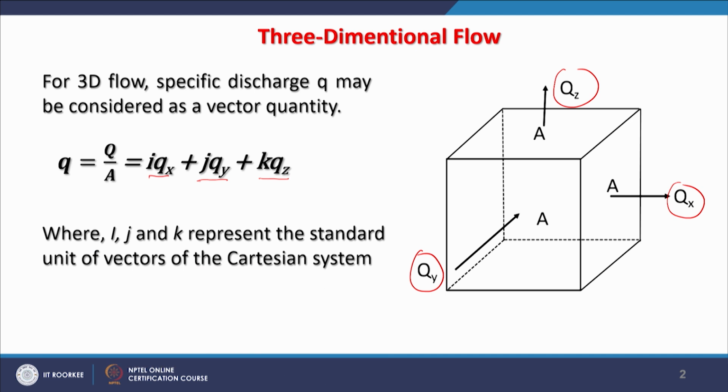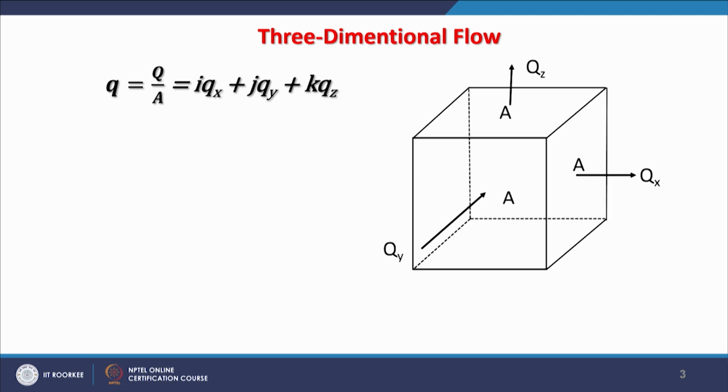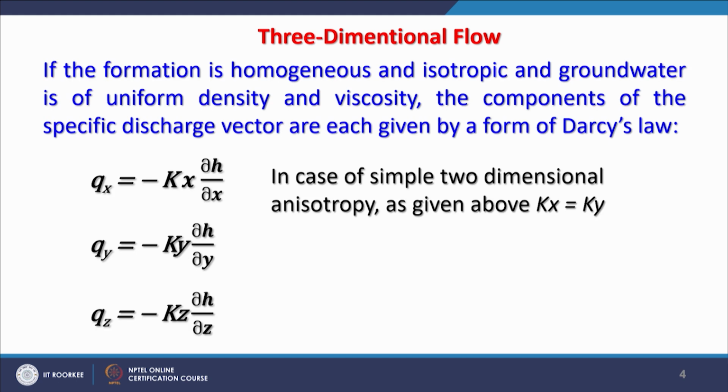Where i, j, k in the above equation represent the standard unit vectors of the Cartesian system. Cartesian system means north, south, east, west, that kind of thing. Here q equals, again, the same equation is written, and individually we can write that q_x equals capital Q_x upon A. Similarly, small q_y can be written as capital Q_y upon A, and small q_z as capital Q_z upon A. So, we can write them separately also.